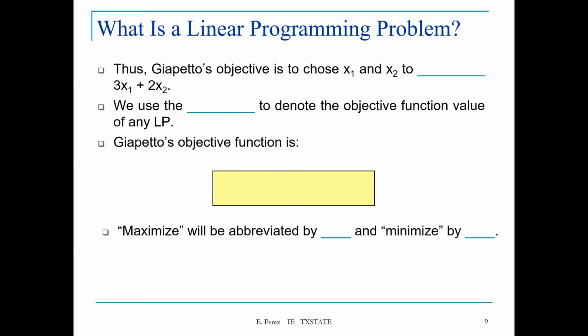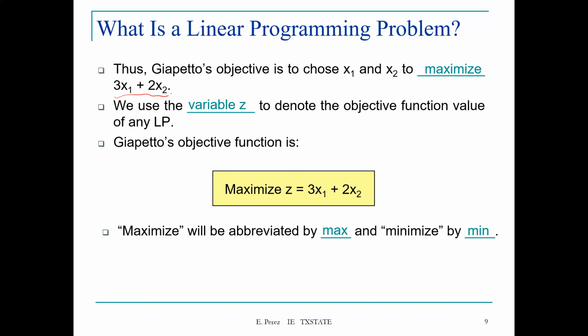Thus, the Gepetto objective is to choose x1 and x2 to maximize this function, 3x1 plus 2x2. We use the variable z to denote the objective function value of any linear programming model. The Gepetto objective function is then the maximization of z, where z is 3x1 plus 2x2. Maximize will be abbreviated by using max, and minimize will be abbreviated by using min.